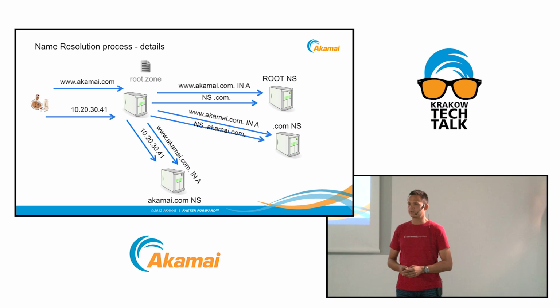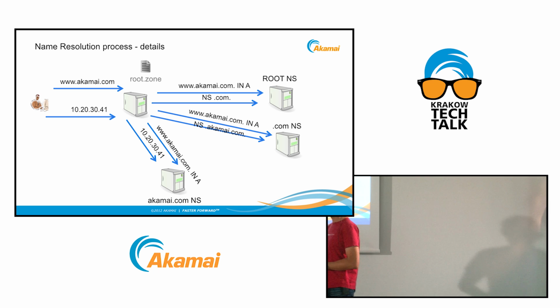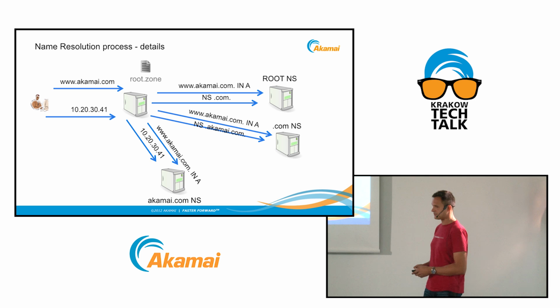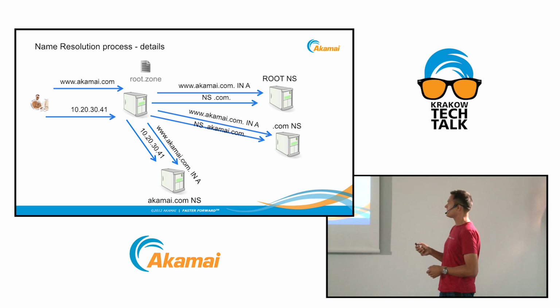Let's jump into the name resolution process, but let's try to describe it in detail, not skipping anything here. So we are typing the Akamai.com domain name. The request is landing in our caching name server, the name server from the ISP. It has a root zone file configured by the DNS administrator, so that our caching name server knows where the root name server is. What does it do in the next step?